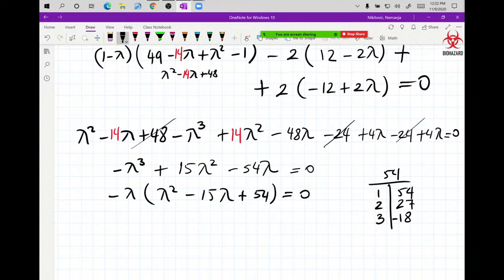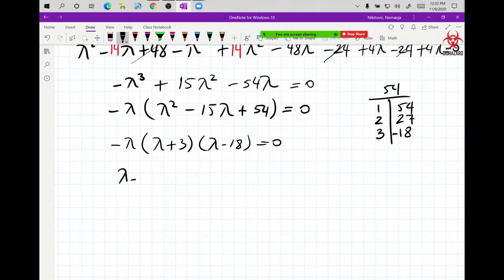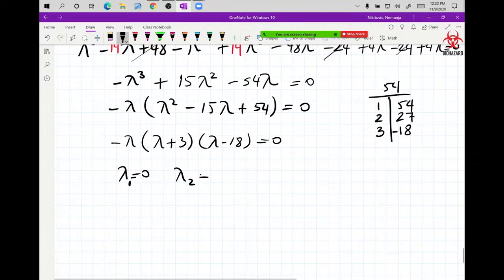There we go. Wow. So negative lambda, and then lambda plus 3, lambda minus 18 equal to 0. So lambda 1 is 0, lambda 2 is negative 3, and lambda 3 is positive 18.